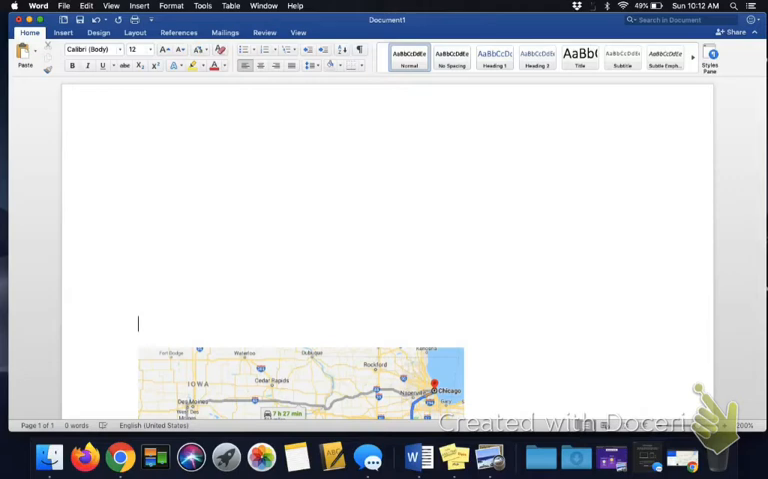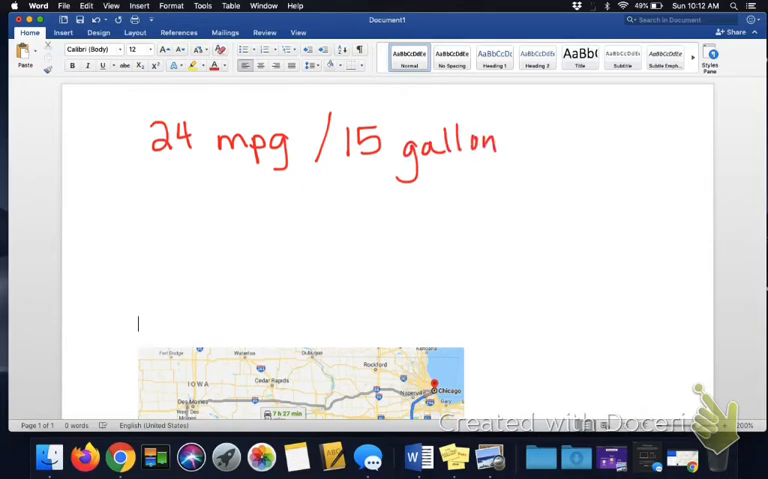And if you go to the gas section, you'll notice that it says that you're going to be getting 24 miles per gallon and that your car can hold 15 gallons. So this is a pretty standard car that you're driving. Again, 24 miles per gallon is what MPG stands for, and 15 gallons in your car. Now, you don't want to go completely to empty. So just some things to think about here.